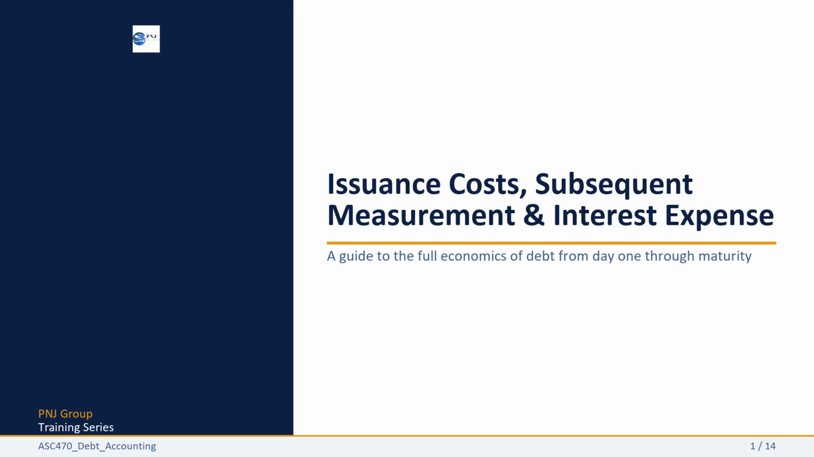Welcome to Section 3 of the ASC 470 Debt Accounting Training Series. In this section, we are going to look at three tightly connected topics: how debt issuance costs are treated on the balance sheet, how the carrying amount of debt changes over its life, and what actually belongs in interest expense on the income statement. These three topics form a single coherent picture of the true cost of borrowing.